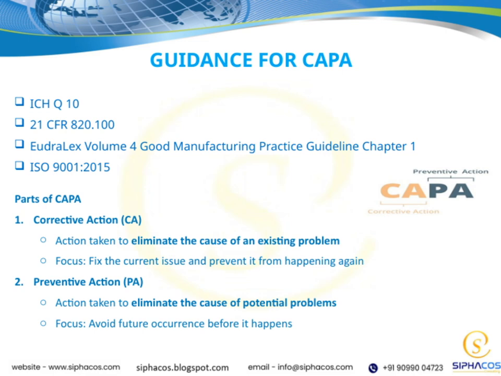You'll notice that these concepts are supported by various standards and guidelines, such as ICH Q10, 21 CFR 820.1, EudraLex Volume 4, Good Manufacturing Practice, Chapter 1, and ISO 9001:2015. These resources provide a solid framework for implementing effective CAPA systems. Overall, the key takeaway is that CAPA is a critical part of quality management, helping us not only fix problems, but also proactively prevent them, aligning with regulatory expectations and best practices.